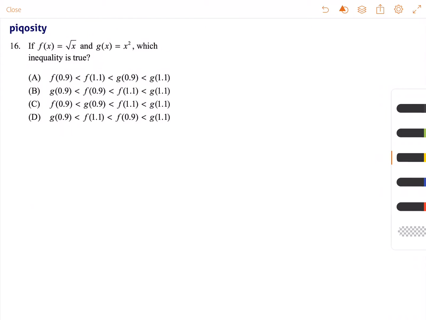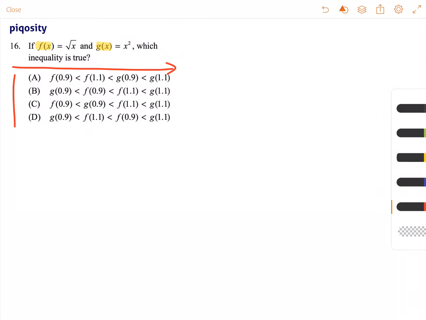This is Stephen, and this question is testing your knowledge of radicals and exponents when it comes to decimal numbers. The question reads, if f of x is equal to the square root of x and g of x is equal to x squared, which inequality is true? Now, looking at your answer choices, they all have 0.9 and 1.1 as inputs for the two equations above, and the inequality goes from least to greatest.